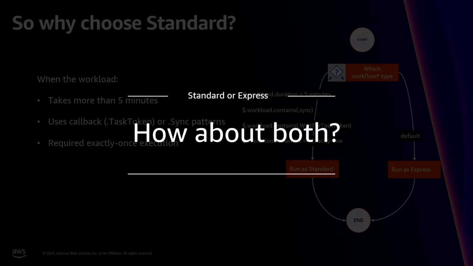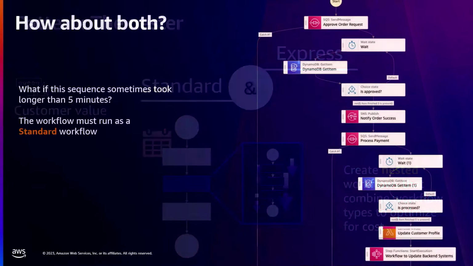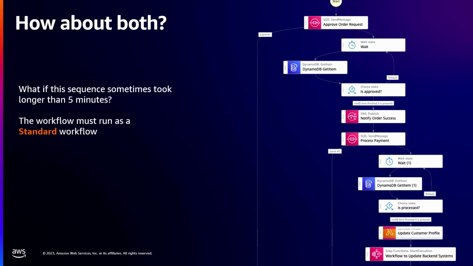The first thing you can do, if you have a standard workflow that needs to remain a standard workflow, when you go back, I would suggest this pattern, the nester. Extract those states from your workflow that you can run separately as an express workflow, things that transition quickly, that are idempotent, that don't take long to complete, and save that as a separate express workflow. Call that from your parent workflow. Let me show you what I mean.